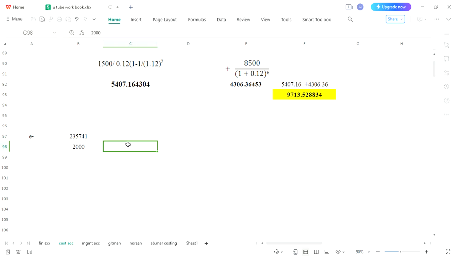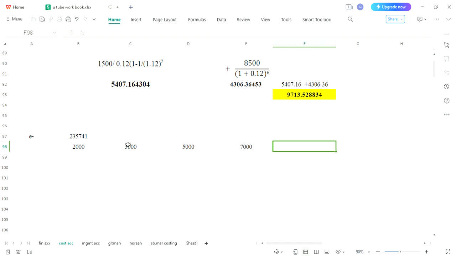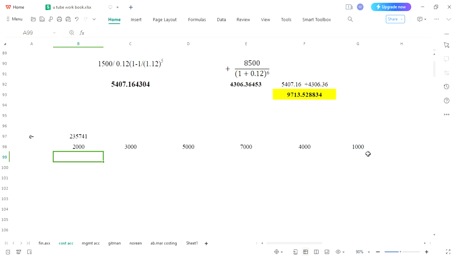Then we have 3000. Then we have 5000, after which we have 7000. Then we have 4000. Then we have 1000. So the number of installments we have noted down is 1, 2, 3, 4, 5, and 6 cash flows.